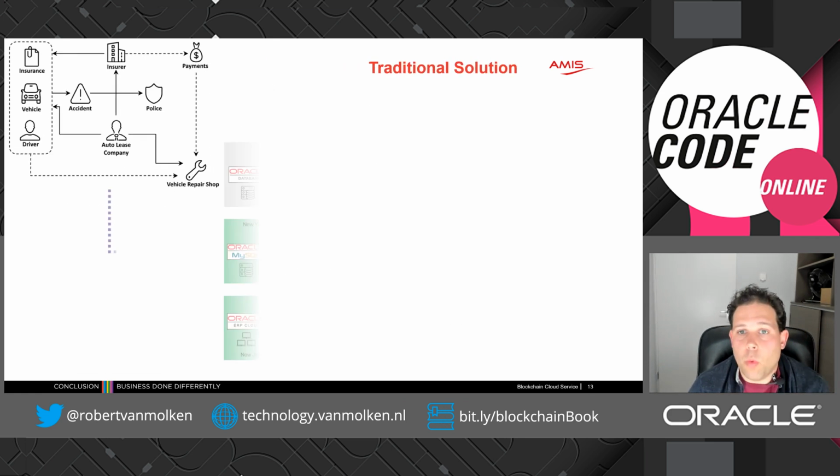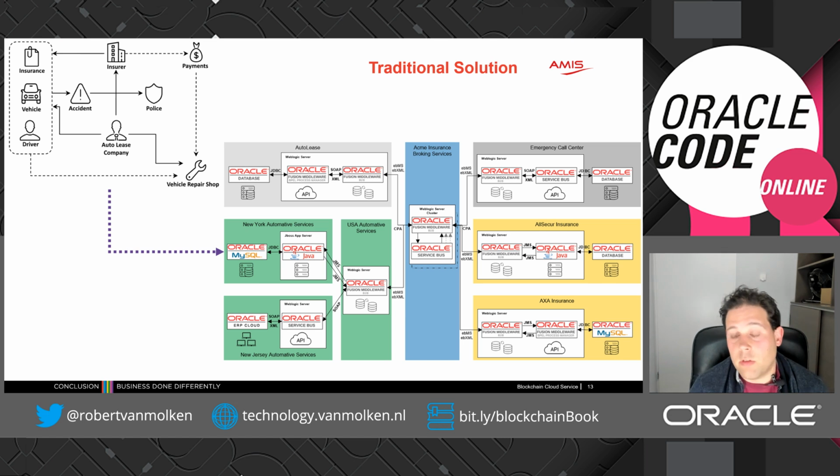But let's say we have a more electronic, digital solution that uses B2B. In this image you see a lot of organizations working together. At the right top we have the emergency call center, and at the left top we have Autolease, that's the lease company. At the left side we have some repair shops, the automotive services, and at the right side we have two insurance companies. In the middle we have the broking service, Acme Insurance.